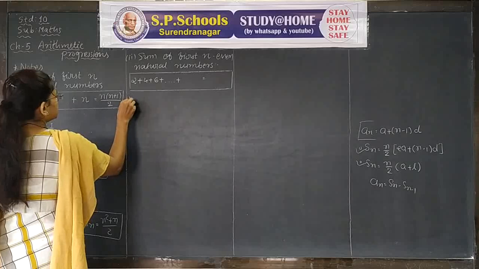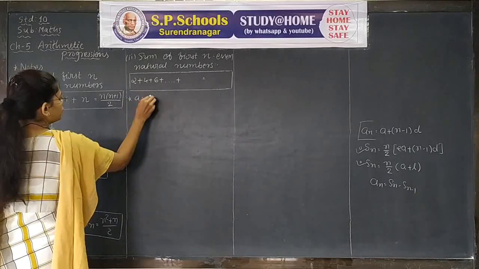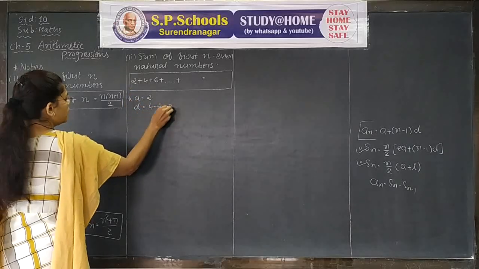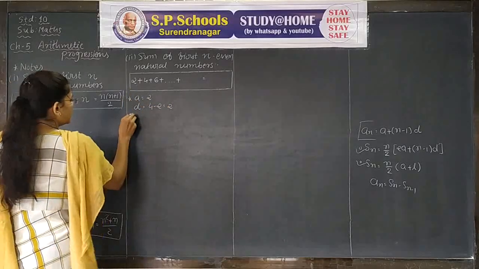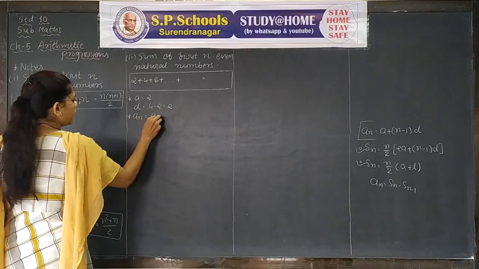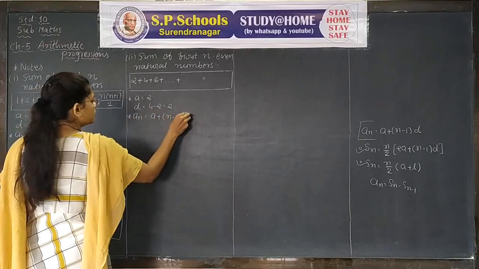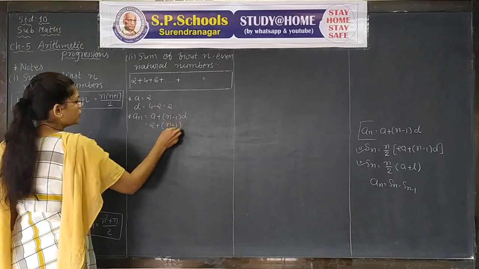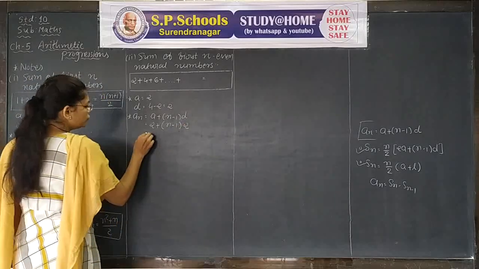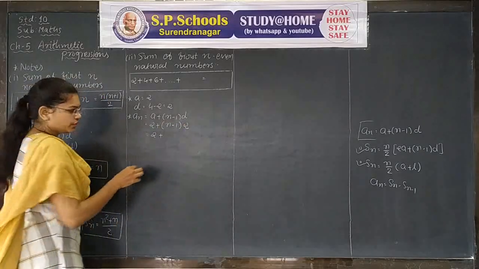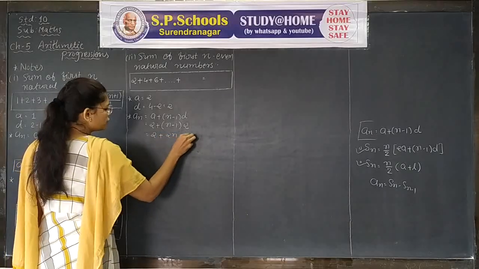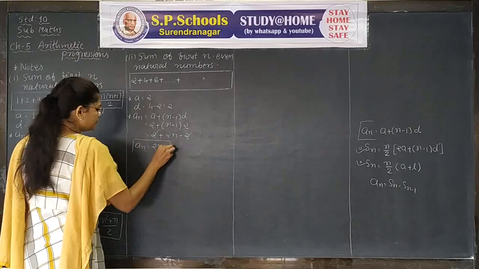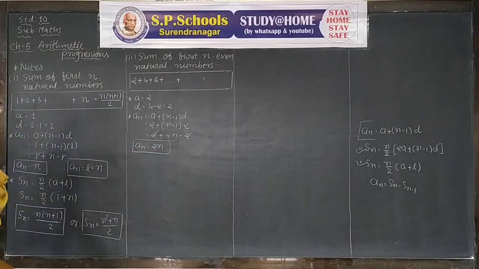First of all, first term a is equal to 2, common difference d is equal to second term minus first term, which is equal to 2. An is equal to a plus (n minus 1) into d, where a is equal to 2 plus (n minus 1), instead of d is equal to 2. 2 plus we multiply 2 with bracket n minus 1, 2n minus 2, where 2 is cut, and we get an is equal to 2n.